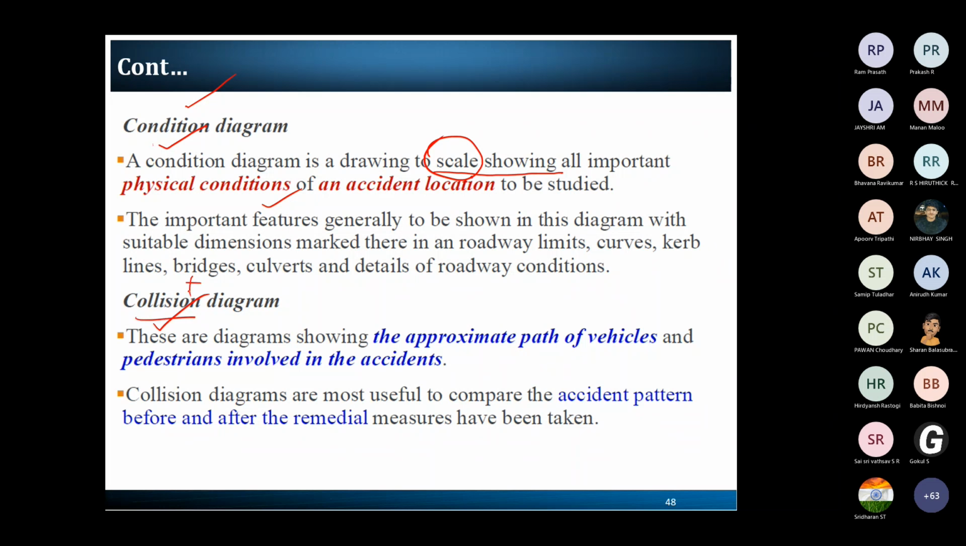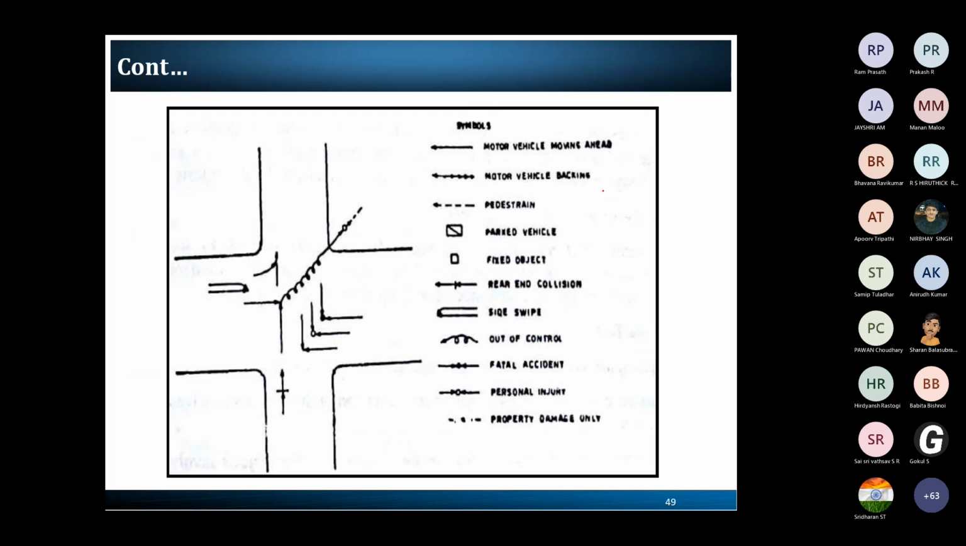When it is a collision diagram, there is no scaling, and mainly we indicate what type of accident happened. For example, if this is the pattern, this is a head-on collision. If you want to represent this, this is head-on, and this is a rear-end collision. Likewise, we can define what type of accident it was. That is what I have explained here in the collision and condition diagrams. So the junctions are drawn with respect to dimensions. It might be 7.5 meters. The turning radius is provided with respect to visibility. So the geometric characteristics are given in a condition diagram.